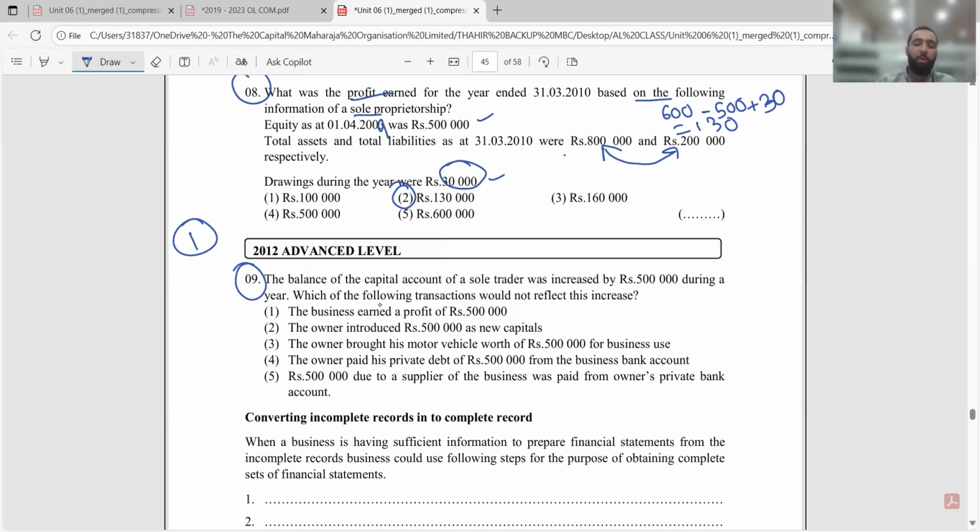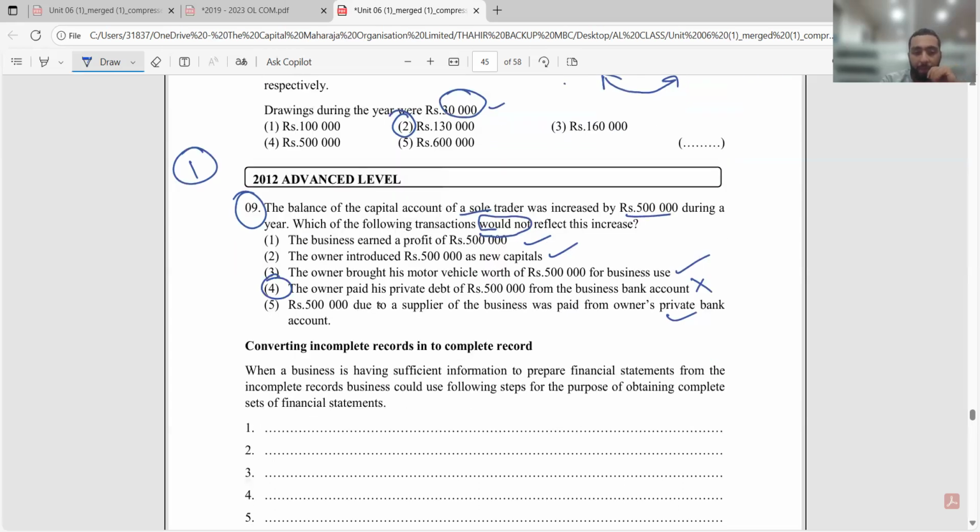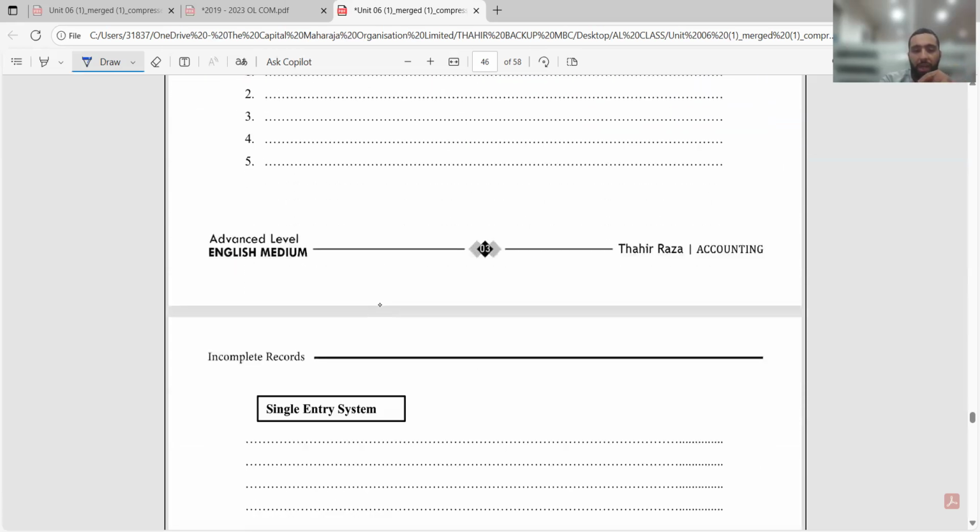Right. Okay. So this is a very simple question. The balance of the capital account of a sole trader was increased by 500,000. Which of the following transactions would not reflect this increase? Very simple. The business earned a profit, it will increase. The owner introduced 500,000 as new capital, it will increase. The owner brought his motor vehicle worth 500,000, it will increase. Last one, 500,000 due from a supplier paid by the owner's private bank, that is also an increase. So what will decrease? The owner paid a private debt of 500,000 from the business bank account. This is the answer. Answer number 4. Very simple. So you both have given the correct answer.